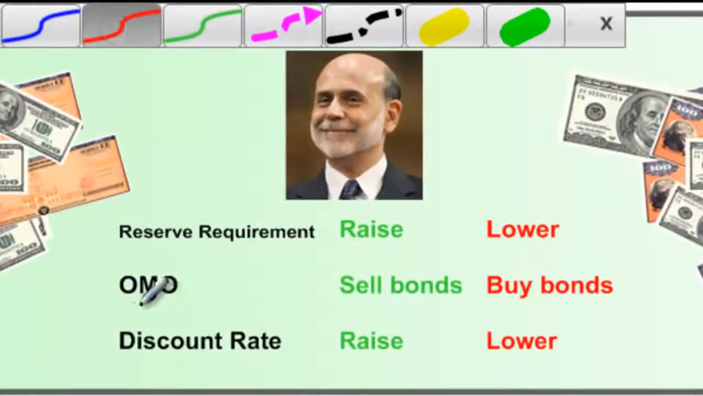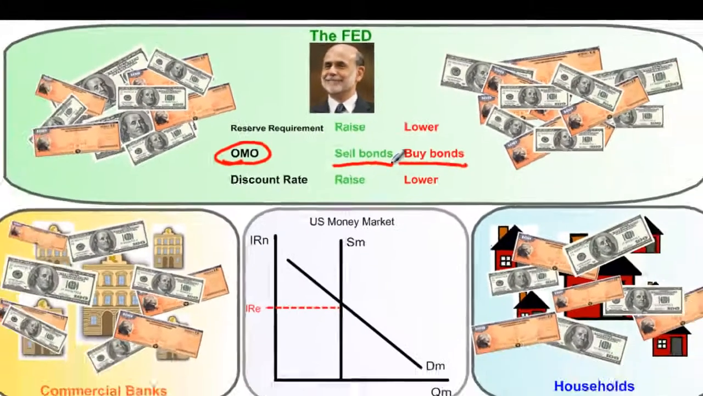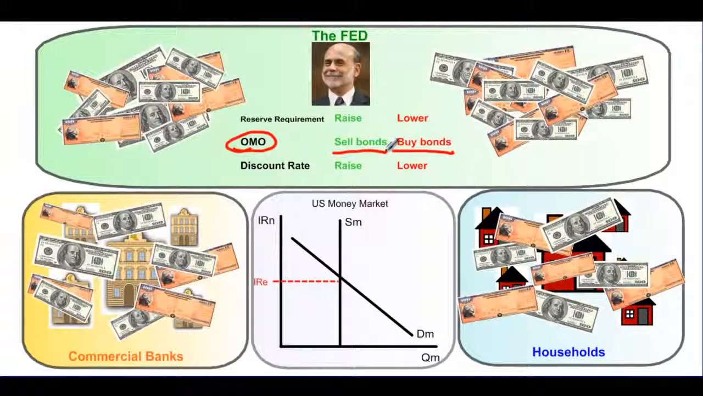OMO. This stands for Open Market Operations. This is in fact the most regularly used tool of monetary policy by the United States Fed. This involves the US Fed either buying bonds or selling bonds from commercial banks and households in order to increase or decrease the supply of money in the economy. Typically, the Federal Reserve will meet quarterly, once every few months, to determine whether or not it will buy bonds, sell bonds, or maintain the level of bonds that it currently holds.